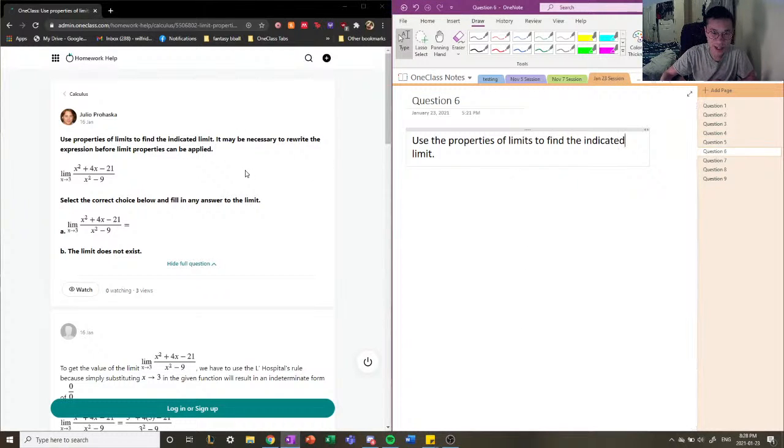So the next question reads, use the properties of limits to find the indicated limit, basically.